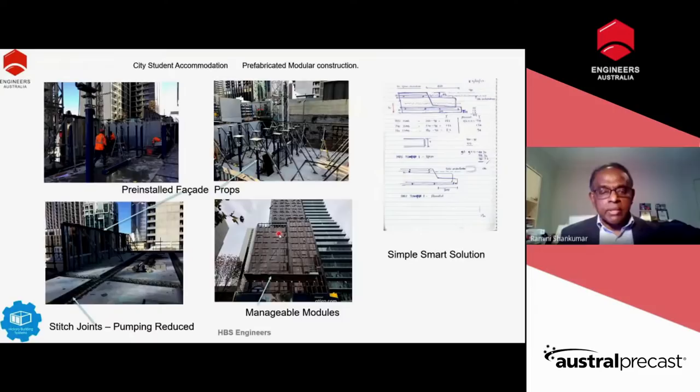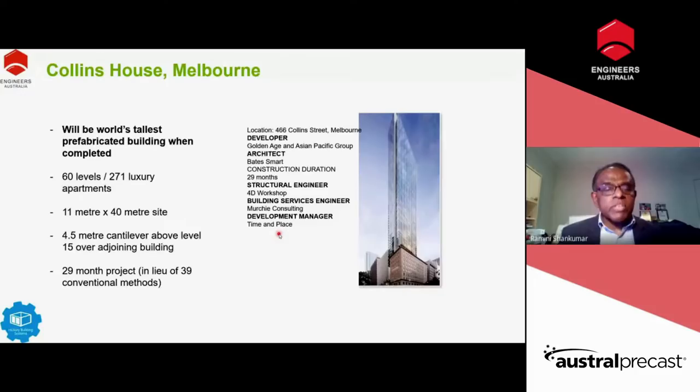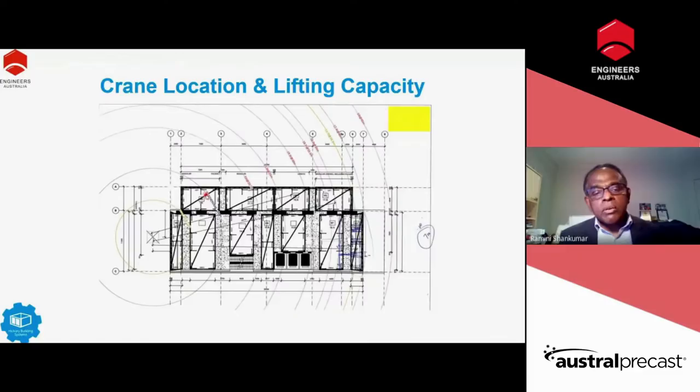And the next one I want to discuss with you is a 60-story building, Collins House. Again, crane capacity, you need to consider what the crane can do so that I can slice these modules. It has about a 4.5 meter cantilever, so I need to bring that back to connect to the back of the building. People ask me, these are the best things for the structural engineer. It's an 11 meter backspan and a 4.5 meter cantilever. If you put a module there, it can't go anywhere, isn't it? Structural engineers know that, the backspan problem.